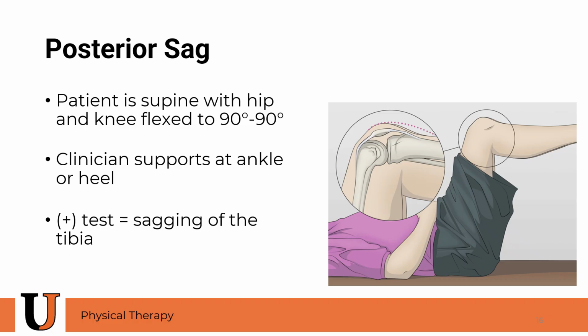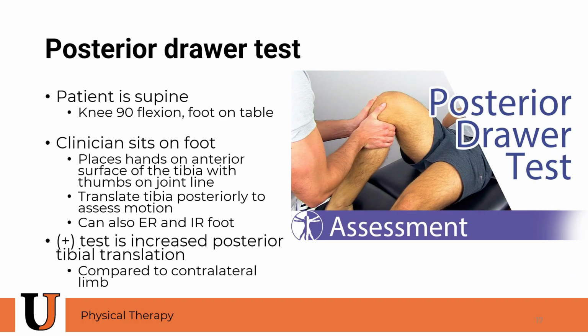That's the first test that I'll do during my algorithm. The posterior drawer test is the other common PCL test that I'll do, and it's performed with the patient in supine, the knee flexed to 90 degrees with the foot on the table. The clinician will sit on the foot, and you're going to provide that posterior translation to the proximal tibia. A positive test would be increased posterior tibial translation compared to the contralateral limb.